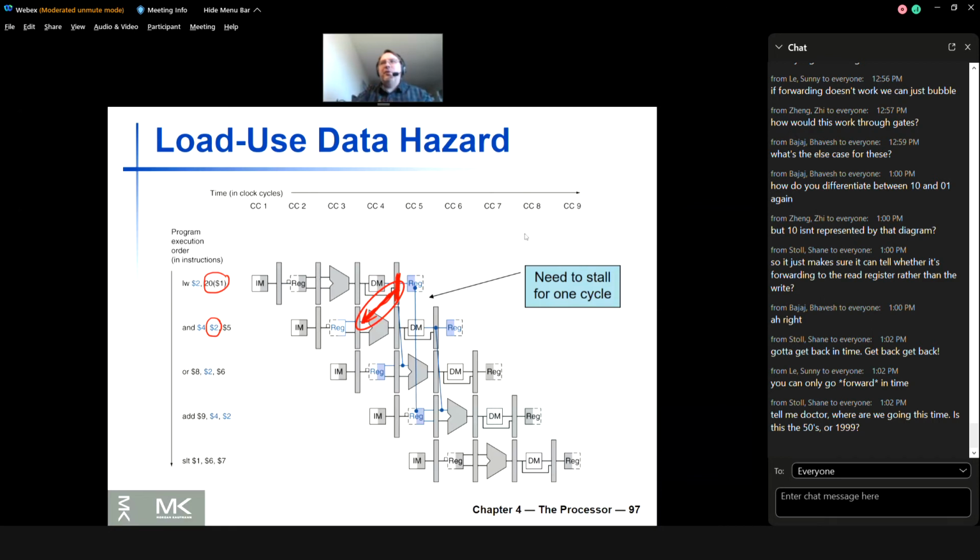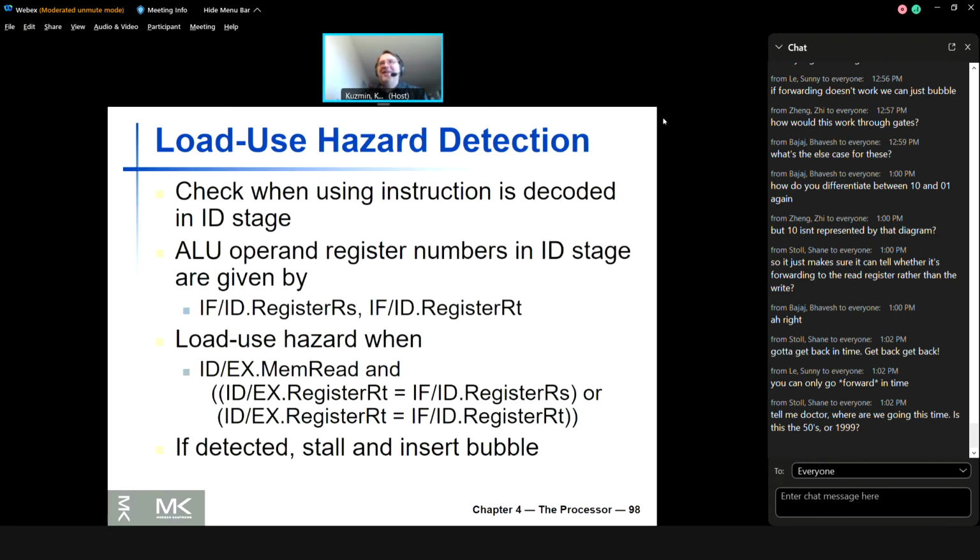Yeah, you can only go forward in time. Exactly. You cannot go backwards unless you have a time machine.